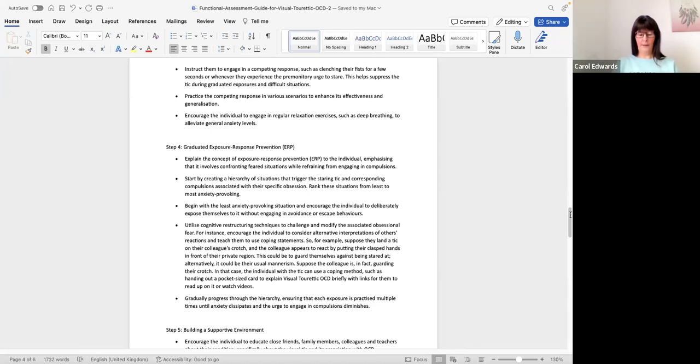I don't know if I've read this, but I'll just read it again. And practice the competing response in various scenarios to enhance its effectiveness and generalization. And I did all of that. I went out and practiced in different situations to see if it worked for me. I think, well, if it does work for one person, then surely it will work for a second person and a third person.